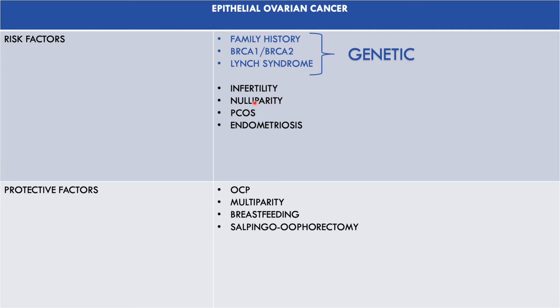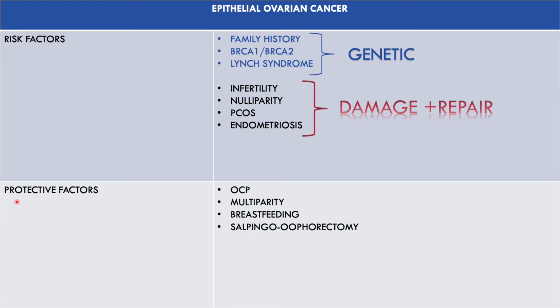So every month she's ovulating, and ovulation means there's always damage and repair, and that is obviously associated with a high risk of malignant transformation. With endometriosis, there's also damage. With PCOS, there are a lot of cysts in the ovary, okay?